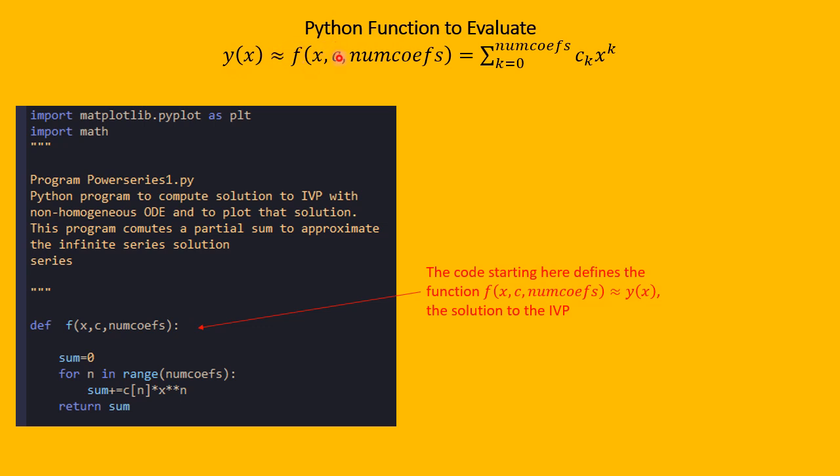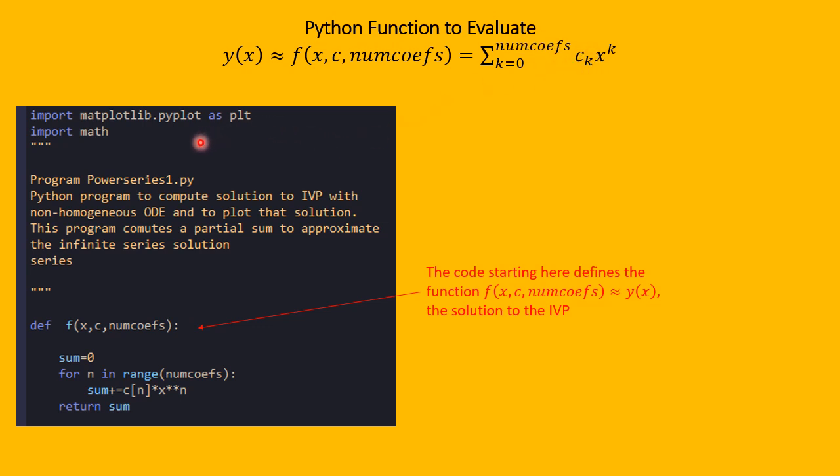A list that has those c values in it, and num coefficients tells us how many terms we're going to use in our partial sum, approximating the infinite series for y of x. And so it's given by this formula. Sum k goes from 0 to whatever the number of coefficients are, or maybe the number of terms would be a good thing to call this, c sub k times x to the k.